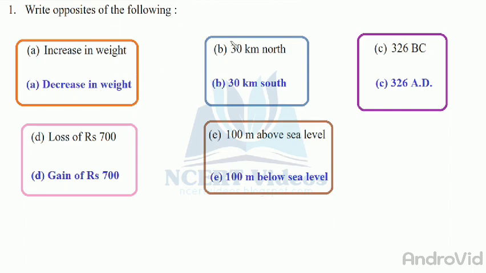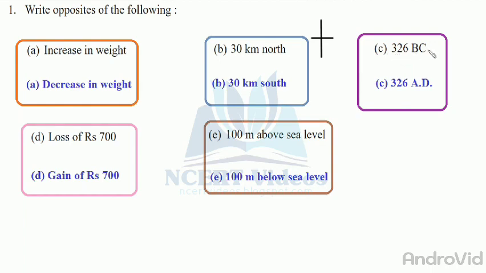This is your A part. 30 km north. So first of all we will make directions again. So this is your 4 directions, namely north, east, west, south. So if we are moving 30 km north, it means opposite would be 30 km south. This would be your origin.